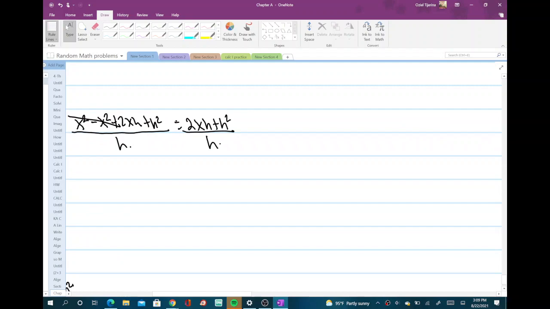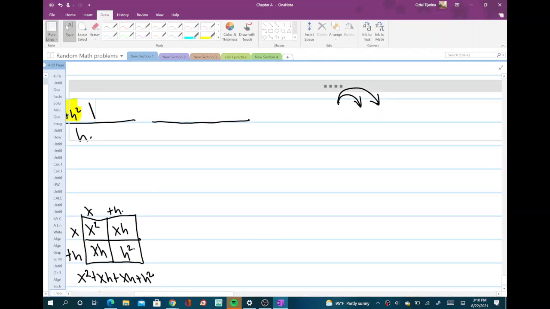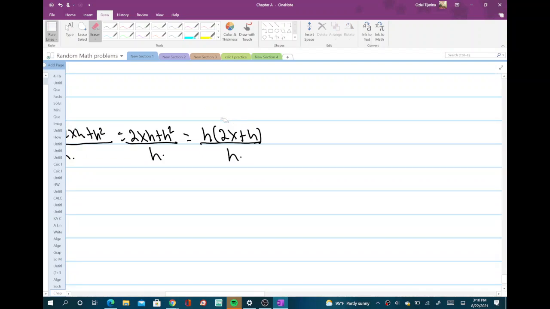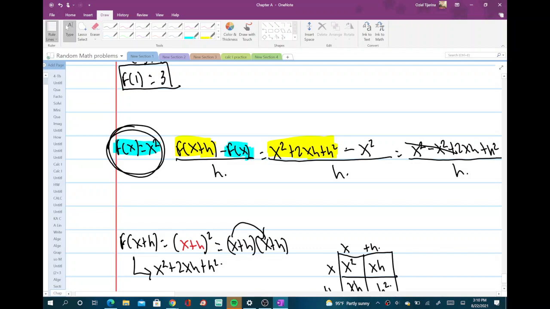I know that we haven't done factoring in this video, but what you're going to do is just factor out. So you have h times the quantity 2x plus h, all over h. When you do FOIL or the distributive property, you will get 2xh plus h squared. That's how you can check that you factored it correctly. Then the h cancels out, and we have 2x plus h as our answer. That is how you do f of x plus h minus f of x all over h for f of x equals x squared.